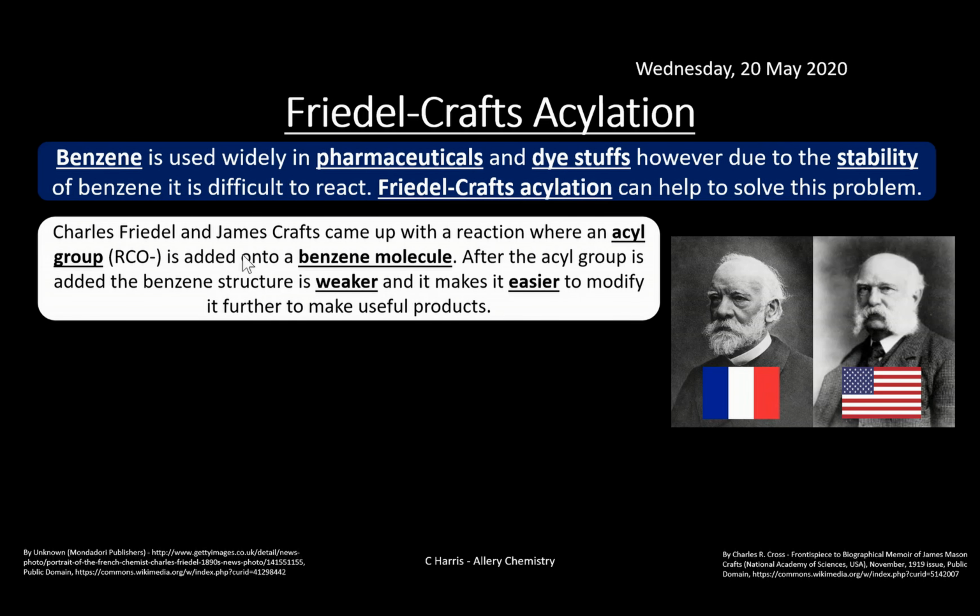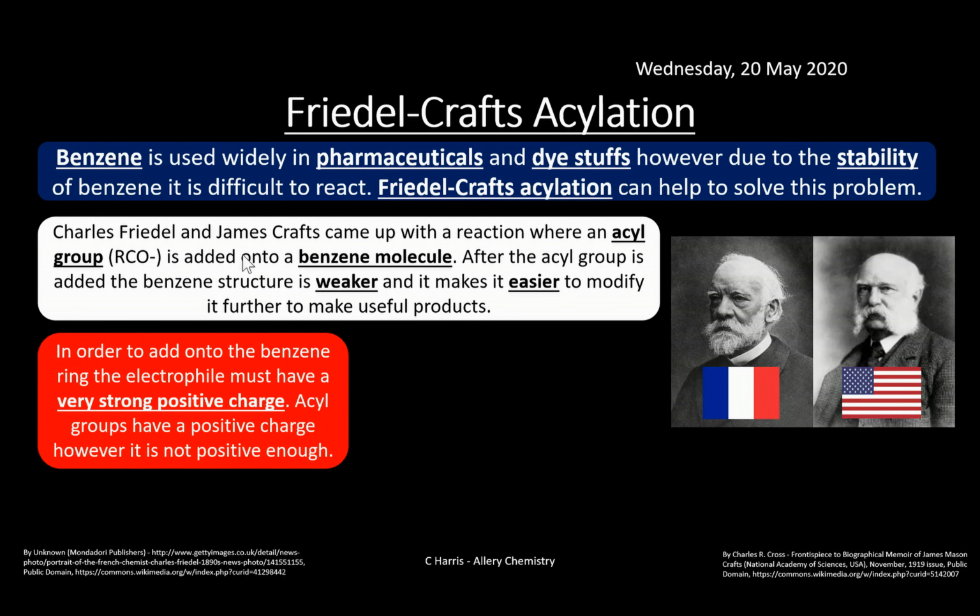Now, acid chlorides or acyl chlorides, as you will have seen, are incredibly reactive. They have a delta positive carbon and obviously delta negative chlorine and oxygen, if you've seen that in the video. However, that is not good enough to actually react with benzene. It's just not powerful enough. That delta positive charge is not powerful enough to break the benzene ring.